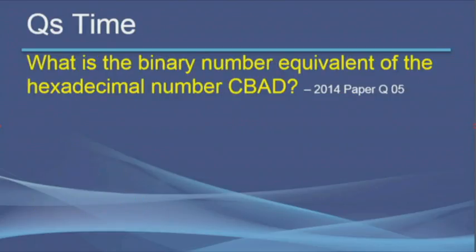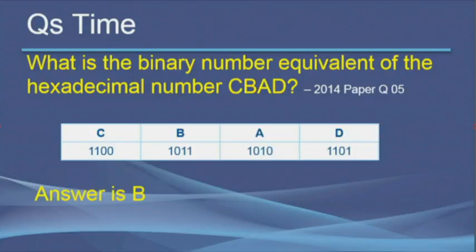Let's consider another question. This is 2014 question number 5. What is the binary number equivalent of the hexadecimal number CBAD? Again you can see there are 4 hexadecimal digits, which means we need 16 binary digits to represent this number. D is 1101, A is 1010, B is 1011 and C is 1100. When you refer to the question paper, you have the correct answer in option B and you will see these 16 bits there.